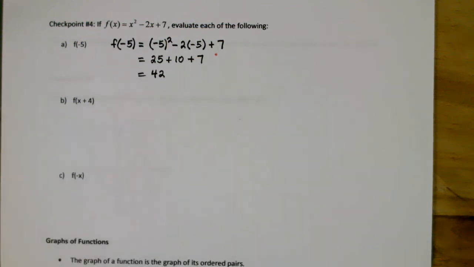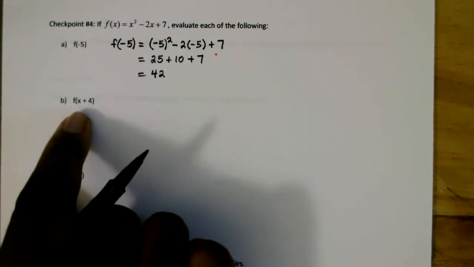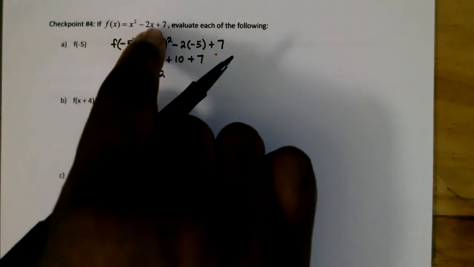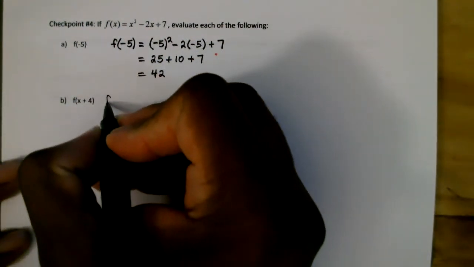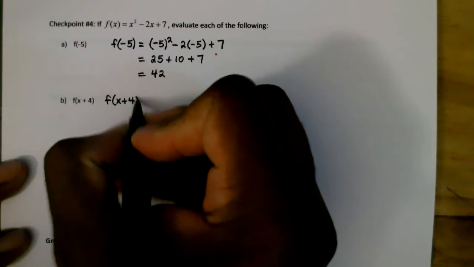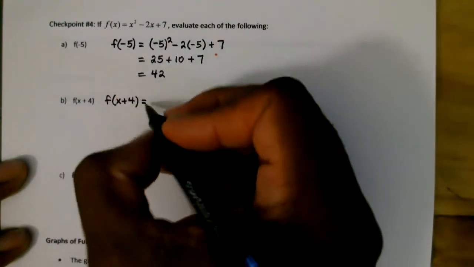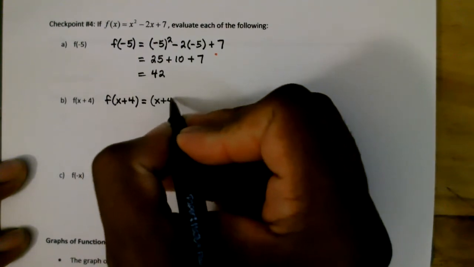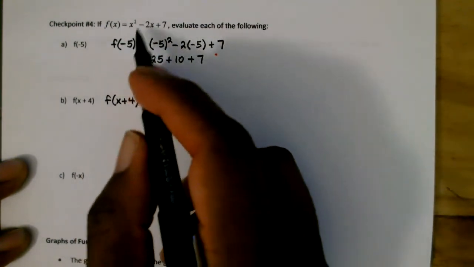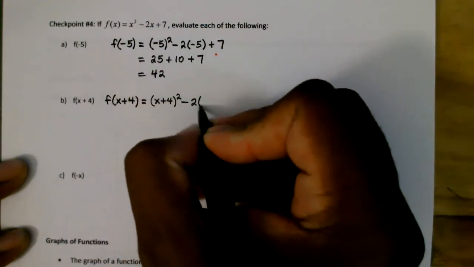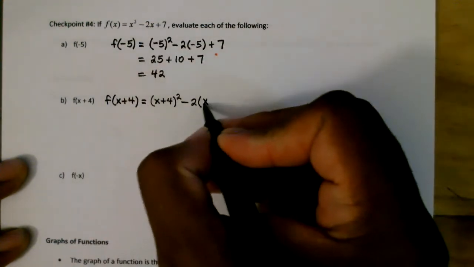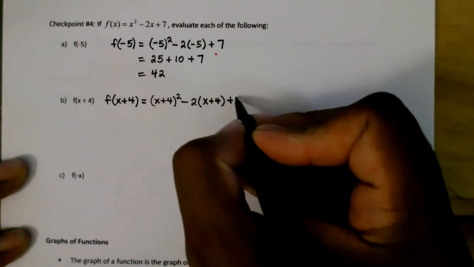Okay, next we got f of x plus 4. Now we're not looking for a numerical value, we're looking for an algebraic expression after we substitute the x with x plus 4 into this function. So here we substitute the x with x plus 4, but it's going to be squared, by the way, because of that square, minus 2 times x plus 4, and then plus 7.